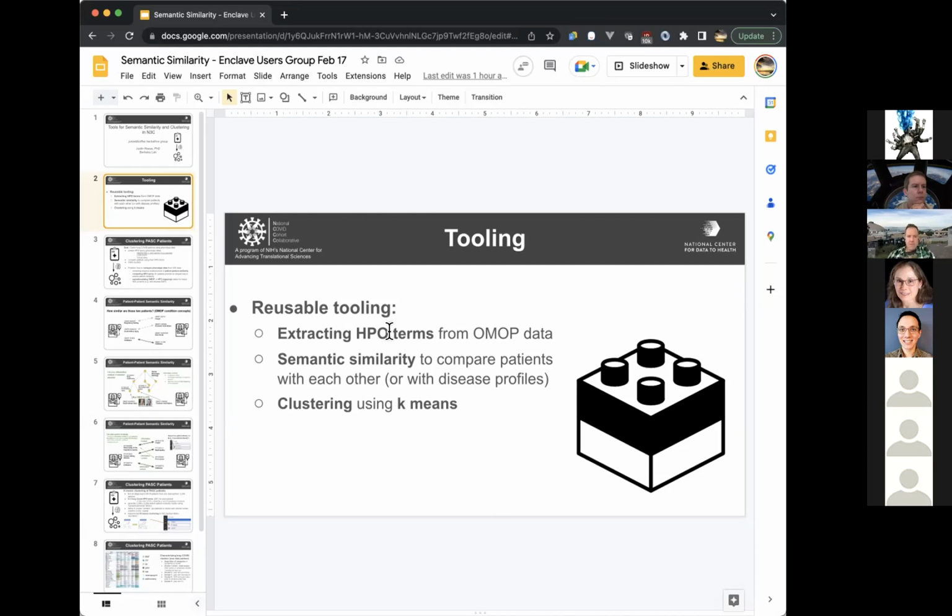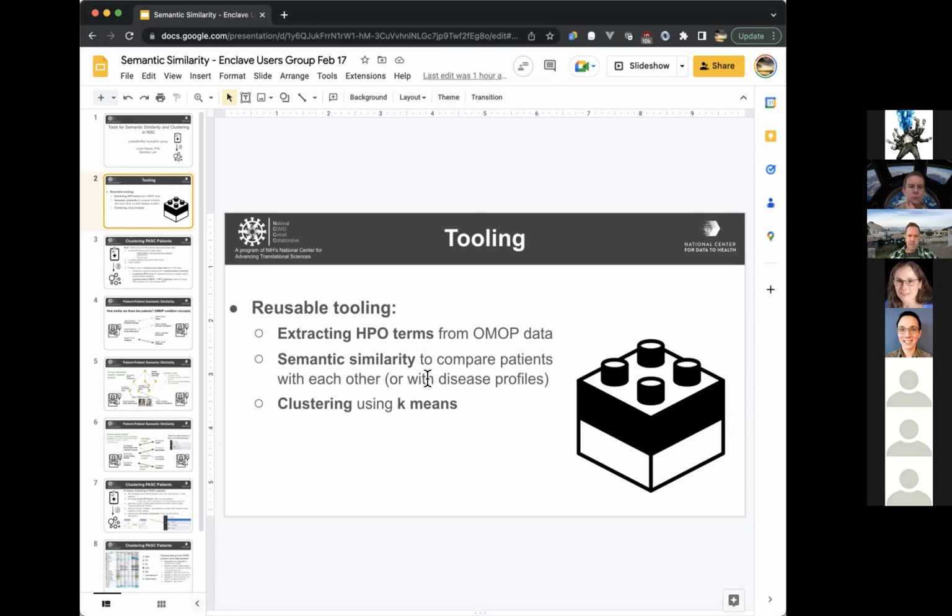And the three tools are extracting HPO terms from OMOP data. There's a couple ways of doing that, and the one that I'll walk through today is only one of the three ways that I know about to do that. But we have working code. I should say also we have working code for all of these, and I will walk you through it at the end here after I'm finished talking. So extracting HPO terms from OMOP data, that's the first thing.